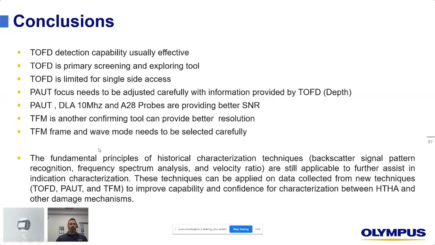And in conclusion, the fundamental principles of historical characterization techniques, backscatter, signal pattern recognition, FFT analysis or frequency spectrum analysis, velocity ratio, they used to work, they still work, and they can assist with those updated or innovative techniques to improve capability and confidence for characterization between HTHA and other damage mechanisms.